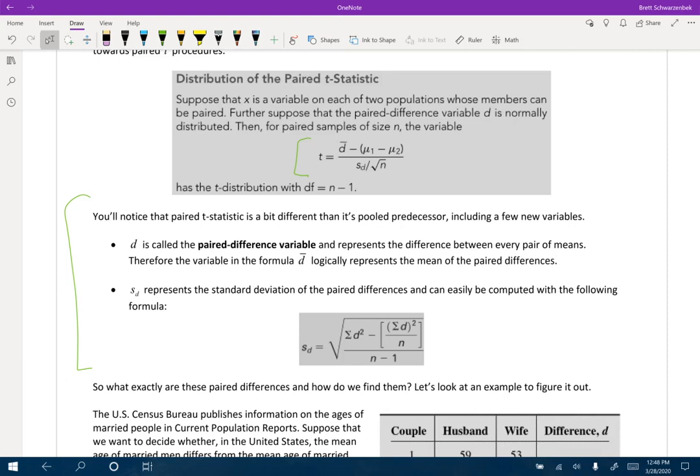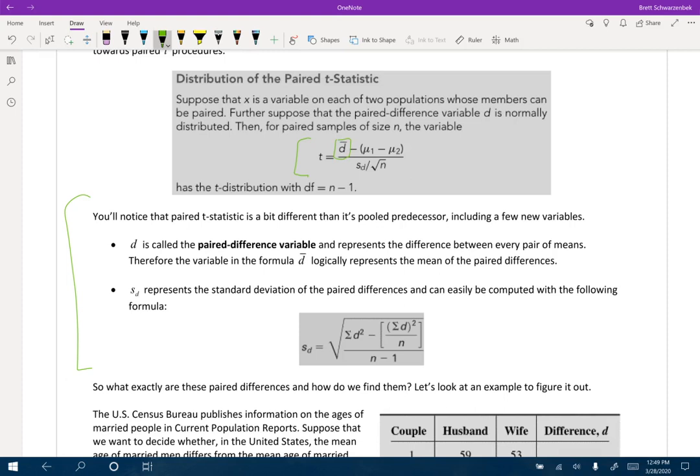So d is called the paired difference variable, and it represents the difference between every pair of means. Okay, so what are we going to be doing? We're basically, once again, going to have two data sets. And the key, though, is we're not going to treat them separately. We're going to treat them together, which means we're going to take every pair of data and subtract them to create a difference. So there will be a d for every paired piece of data in your data set. So d bar logically means we're going to take the average of that difference, and that is the value that's going to go right here in our data.